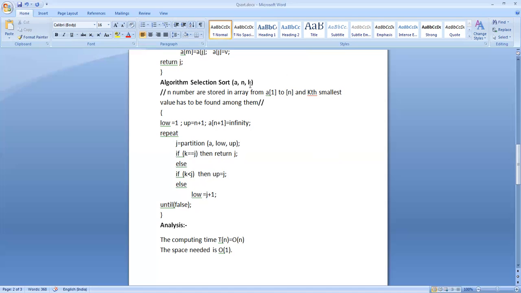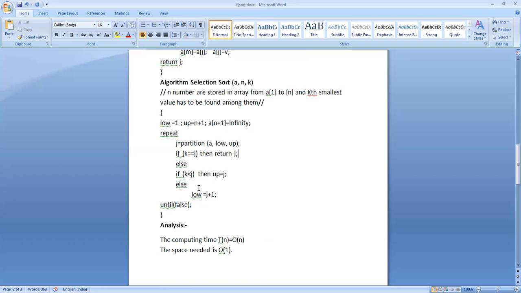So k is equal to 3, but j is equal to 5. So 3 is less than 5. If 3 is less than 5, then the third smallest value will be available from A[1] to A[4]. So my upper range should come down from n plus 1 to j. That's what they mean. So if k is less than j, you reduce the range from 1 to j only, instead of 1 to n plus 1.